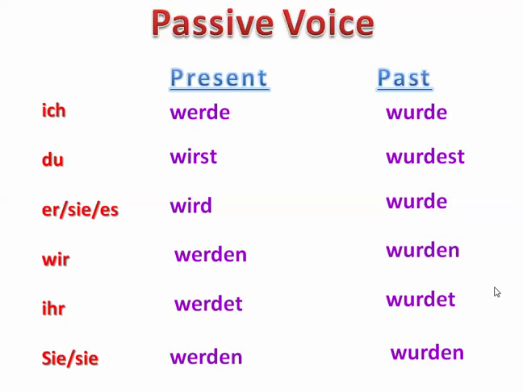Okay, you're also going to use that when you're forming the passive voice, because you can form the passive voice in the past or in the present. But when you're using it for the passive voice, most of the time you're going to see the third person conjugation, either wird or wurde in the past.